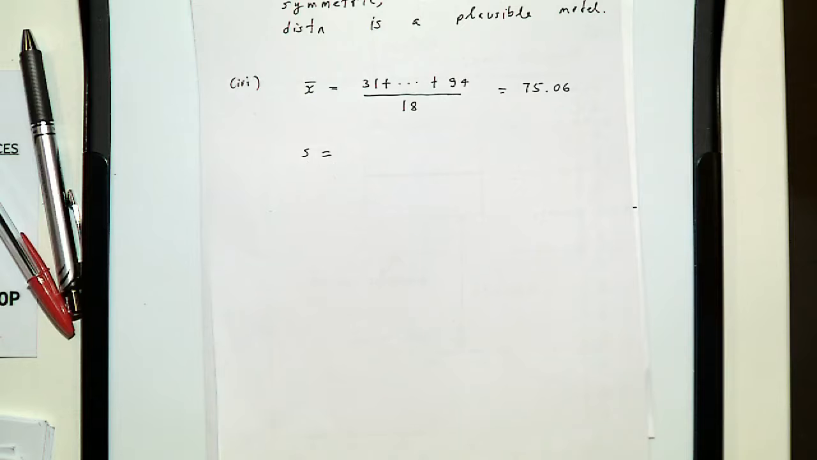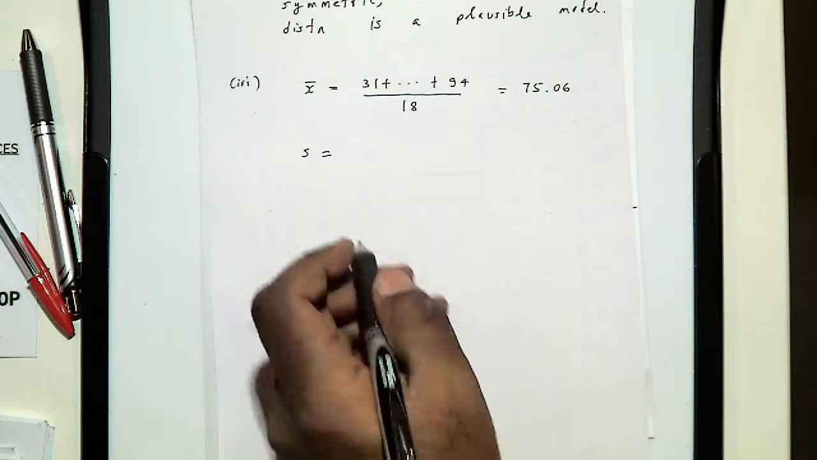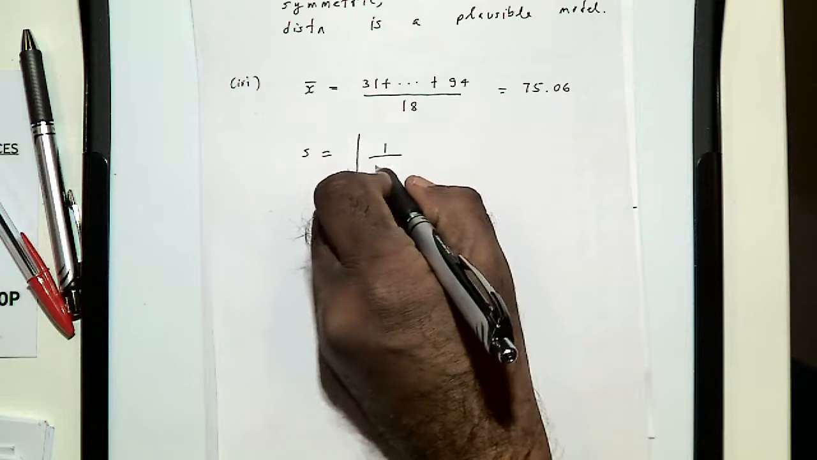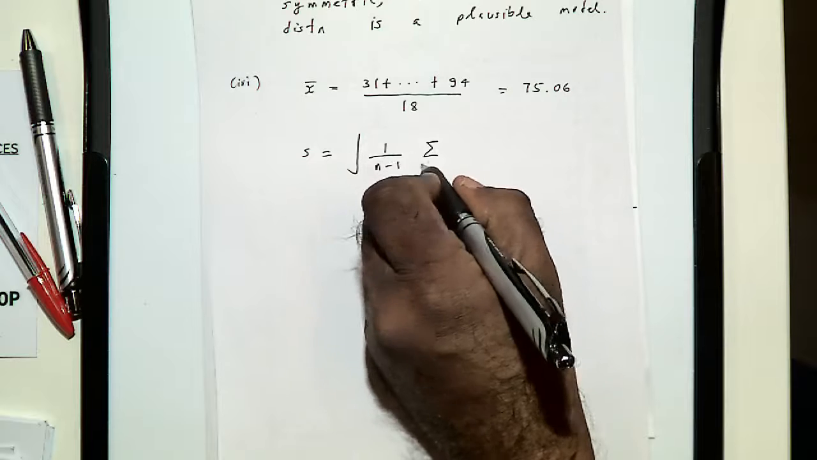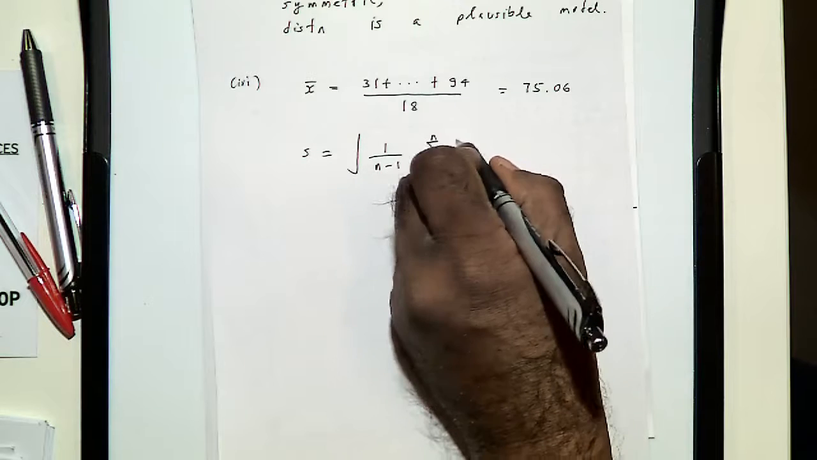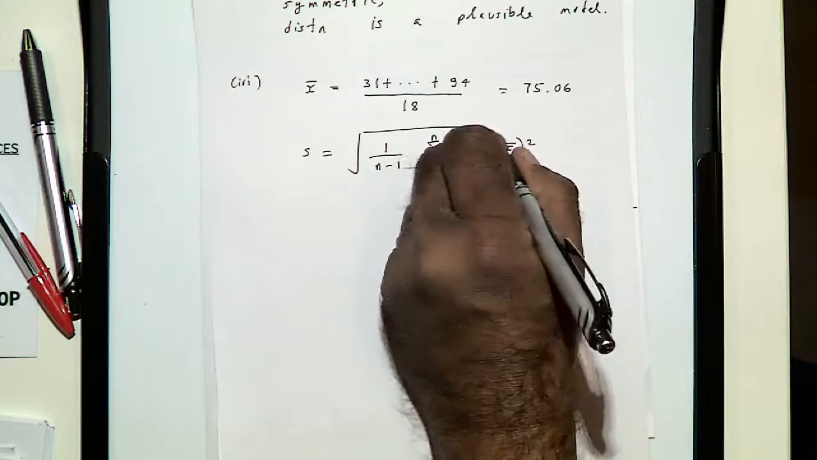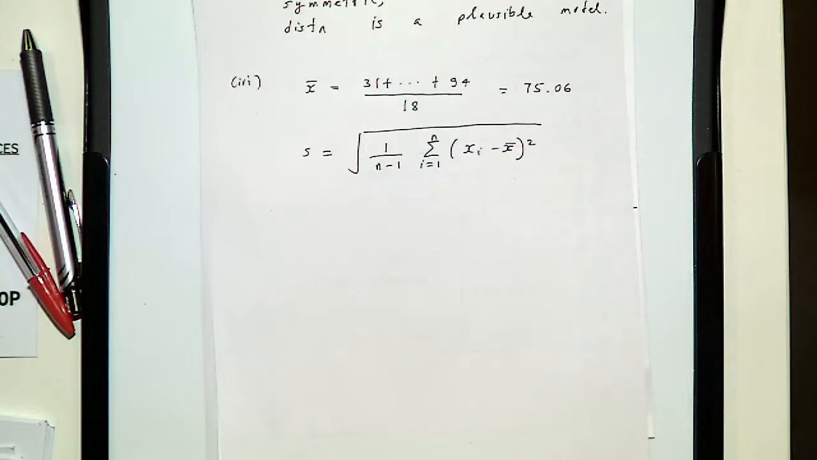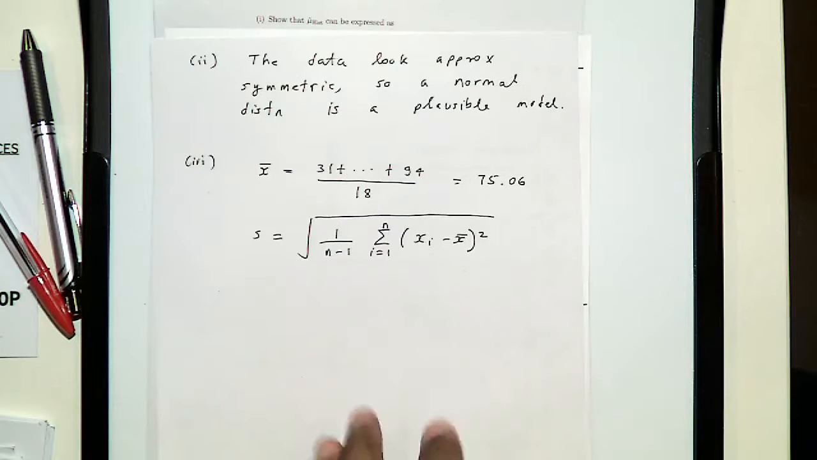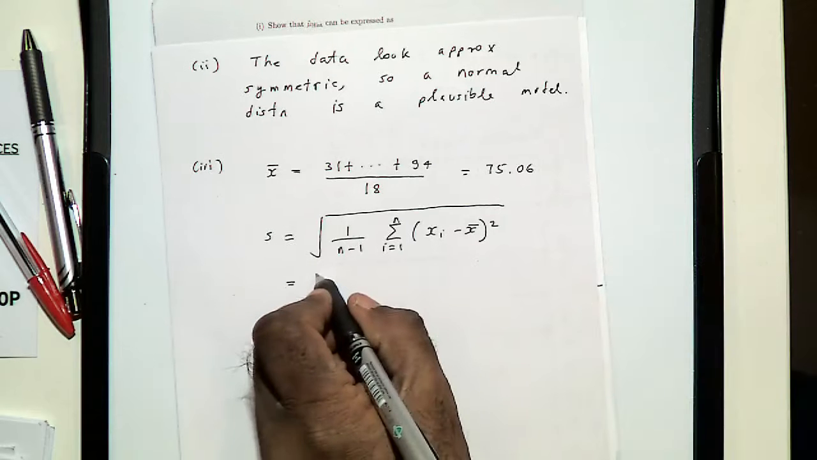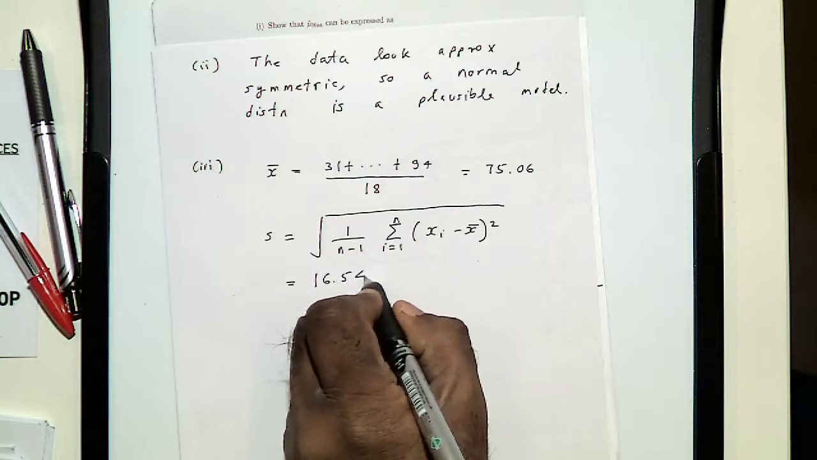Now, for the sample standard deviation, there are two formulas I gave you in the notes. I would use the unbiased version, but if you use the biased version, you still get the full mark, right? So remember, the unbiased version is this one here. This is the unbiased version of the sample standard deviation. You remember or not? Okay. Now, if you work this out, just to save time, this will be 16.54.